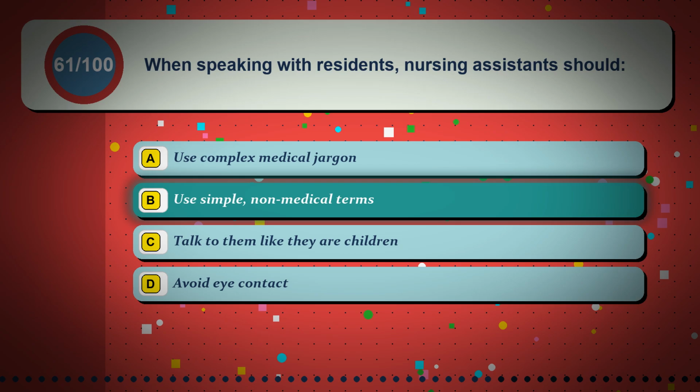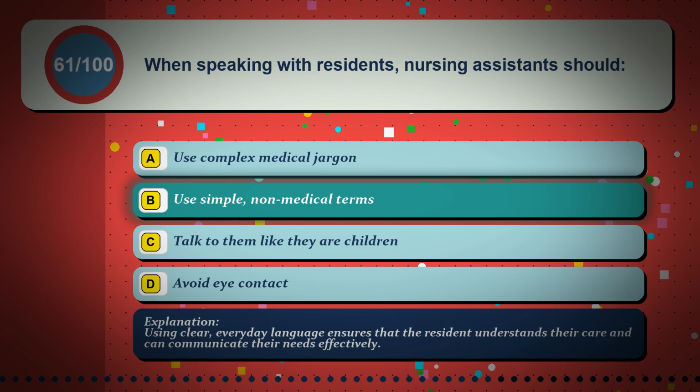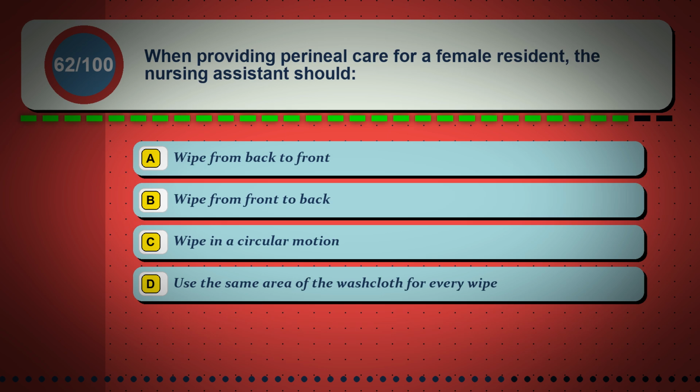The correct answer is option B. Use simple, non-medical terms. Using clear, everyday language ensures that the resident understands their care and can communicate their needs effectively. Question 62. When providing perineal care for a female resident, the nursing assistant should: Option A.